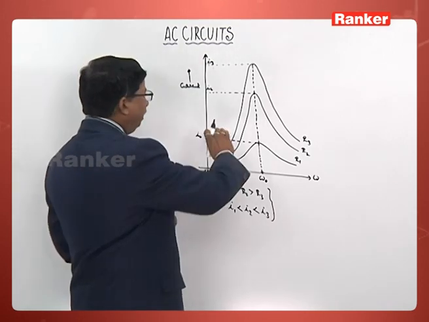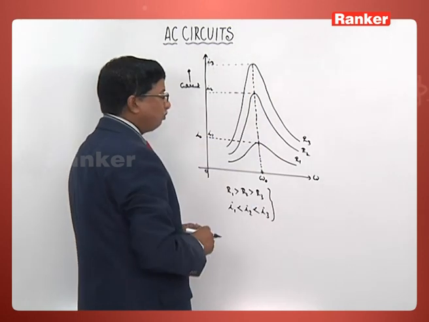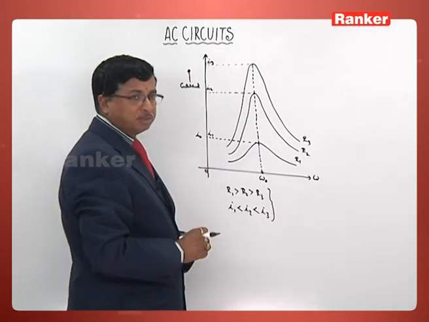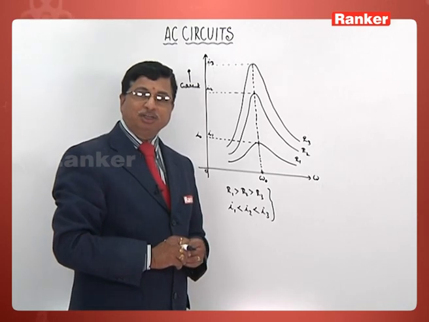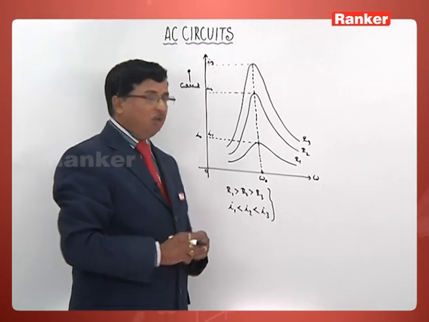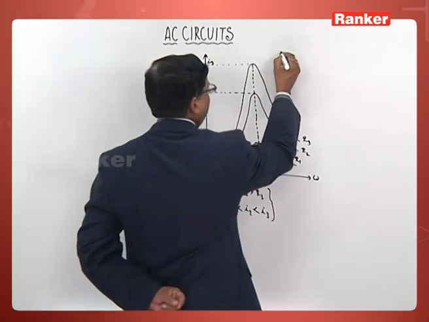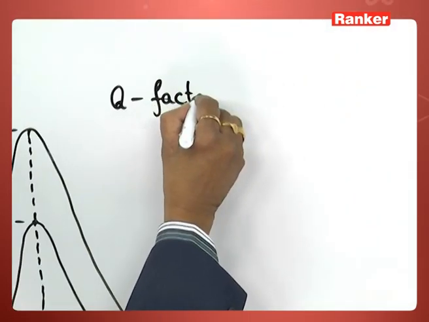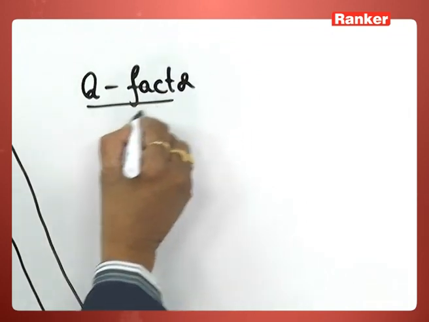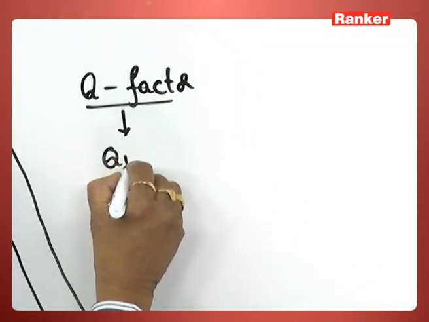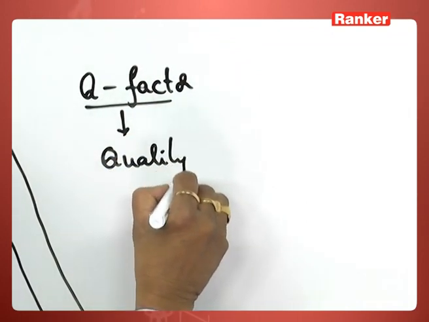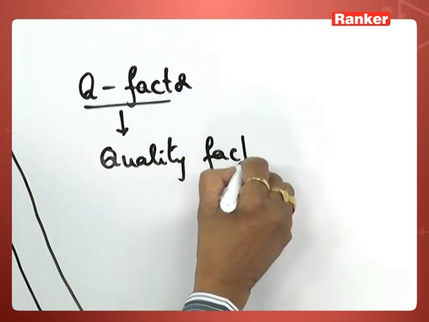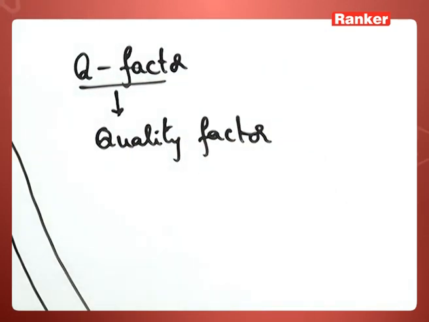But generally this sharpness and other things we measure in terms of the Q factor in alternating current circuits. What is this Q factor in general? Q is for quality. So what is the Q factor otherwise called? It is called the quality factor, which in short form we call the Q factor.